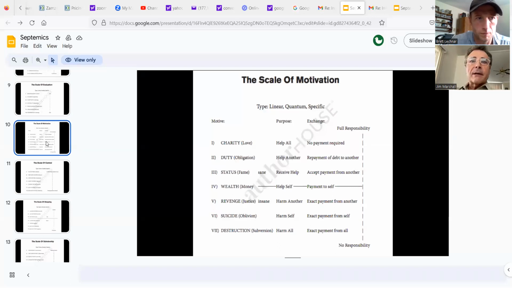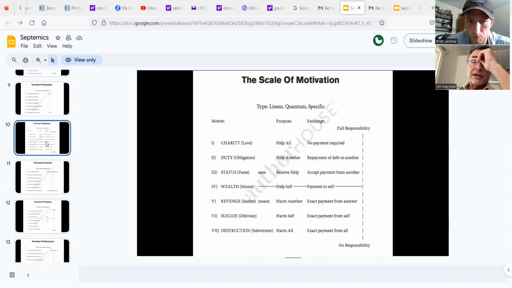Okay, so the scale of motivation. One of the most important things to understand with anyone is the person's motivation. This tells you a lot. There are seven basic motivations, and all the others are subsets of these.